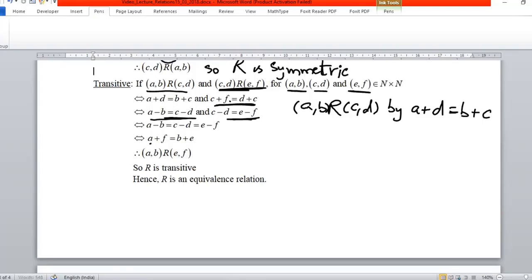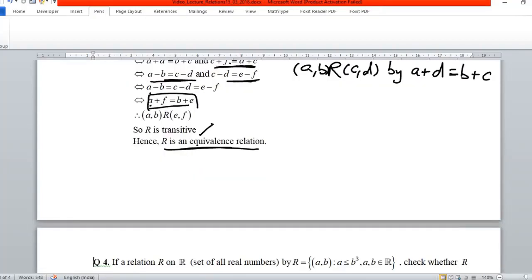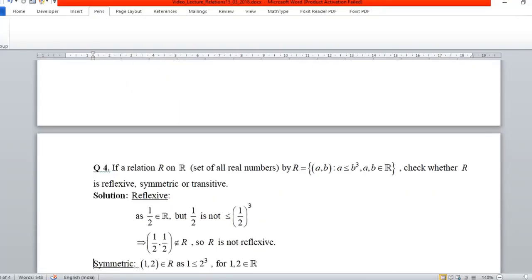Now if a plus f is equal to b plus e, this means (a,b) is related to (e,f), and this is what we need to show in order to prove that R is transitive in nature. So R is a transitive relation, and hence R is an equivalence relation in our case. Now we have proved that R is reflexive, symmetric and transitive, so this is an equivalence relation. Let us move on to the next question.